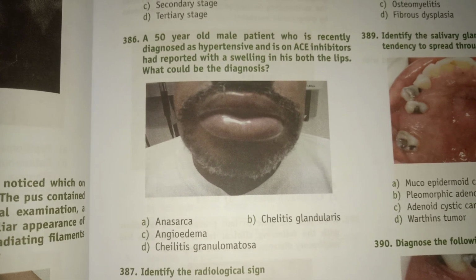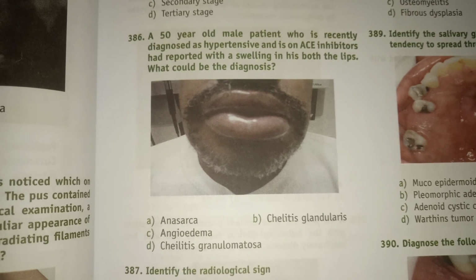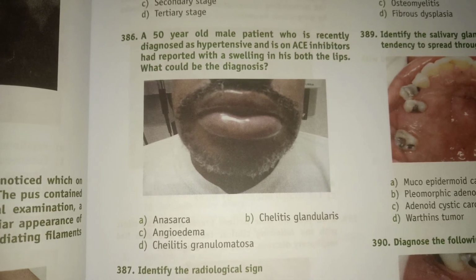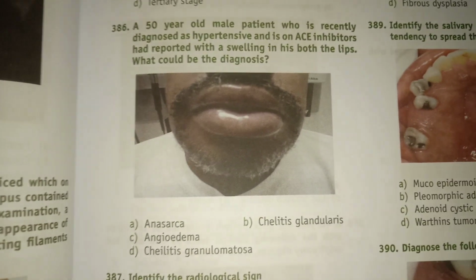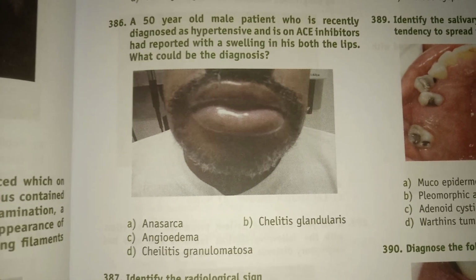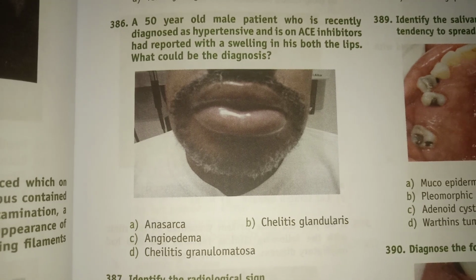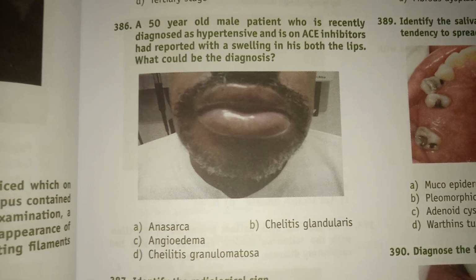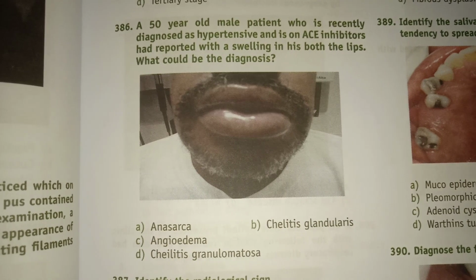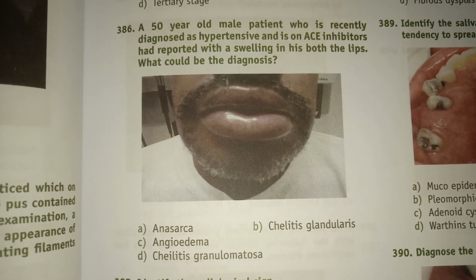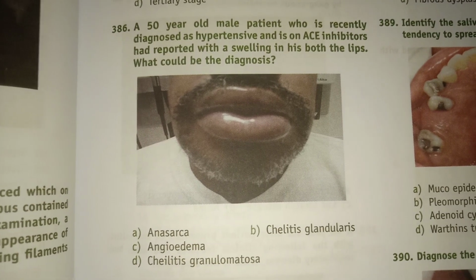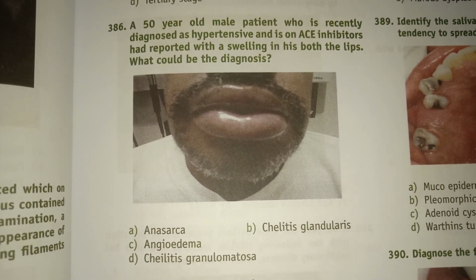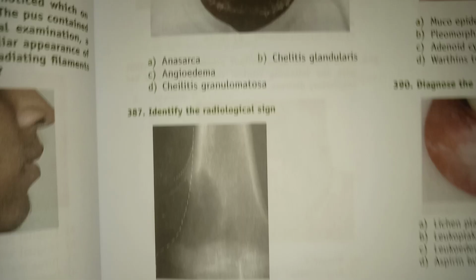So the key term here: the patient is taking ACE inhibitors and he had reported with a swelling in both the lips. So it's a clear-cut case of angioedema because of the history of taking ACE inhibitors and the characteristic feature of lip swelling. It's an adverse effect of ACE inhibitors.